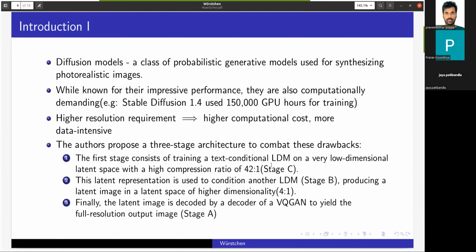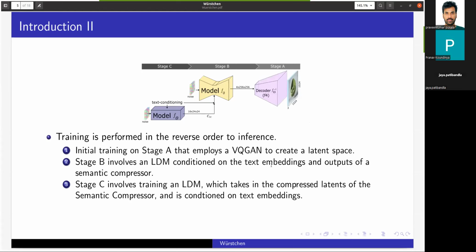So this latent representation produces a latent image, which is in the latent space of another higher dimensionality of 4:1. And this latent representation is finally brought back to the image space using a decoder of VQGAN, which generates the full resolution output image of size 1024 cross 1024. So this diagram shows the whole sampling process of the three-stage Würstchen architecture.